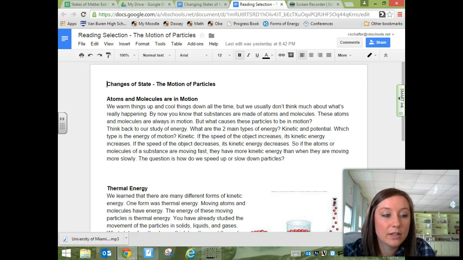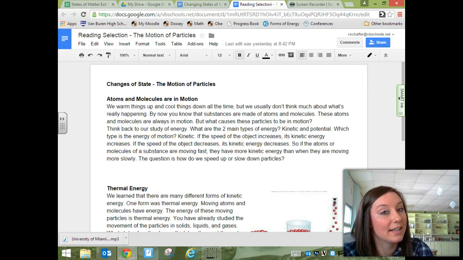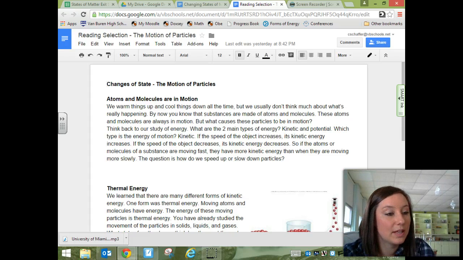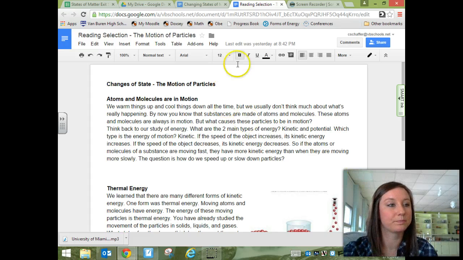Think back to our study of energy. What are the two main types of energy? You should be thinking kinetic and potential. Which type is the energy of motion? Should be thinking kinetic. If the speed of the object increases, its kinetic energy increases. If the speed of the object decreases, its kinetic energy decreases. So if the atoms or molecules of a substance are moving fast, they have more kinetic energy than when they are moving more slowly. The question is, how do we speed up or slow down particles?